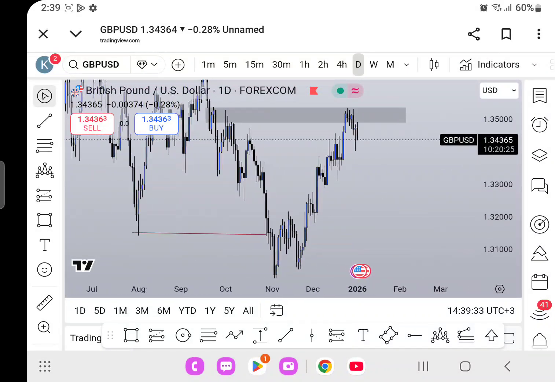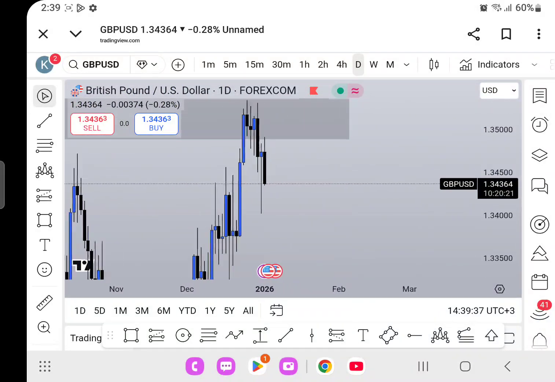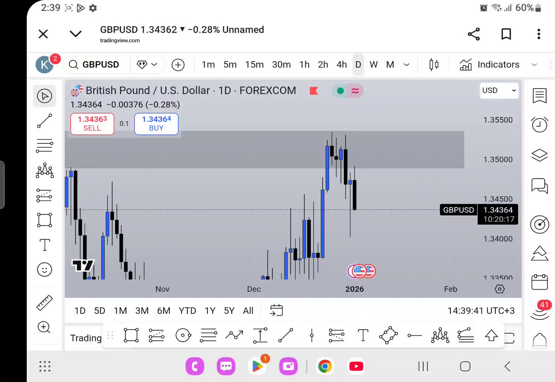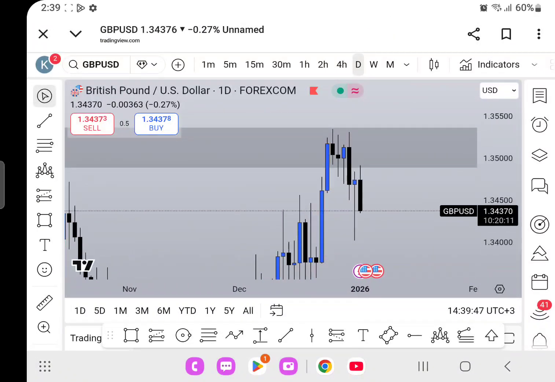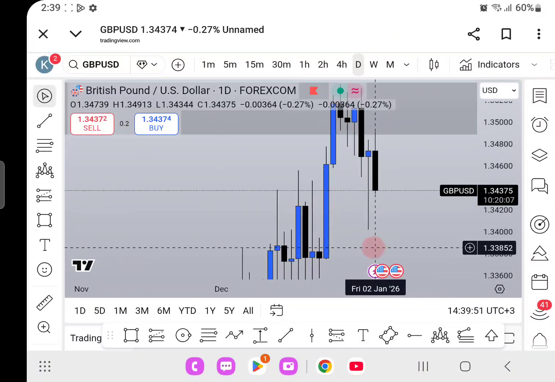Now here you want us to concentrate on the candles. I see candles right here. This is today. Today is the second in 2026. Yeah, GBPUSD right here. If you see very well, 2nd Jan 2026.